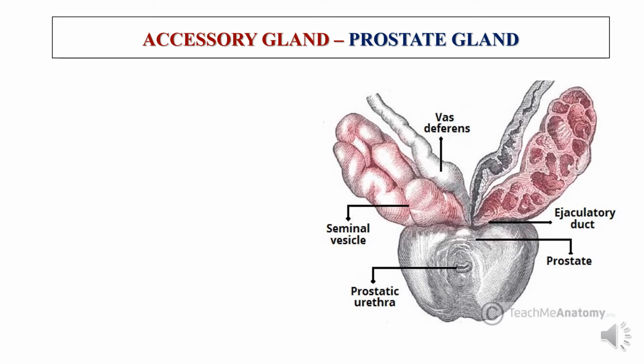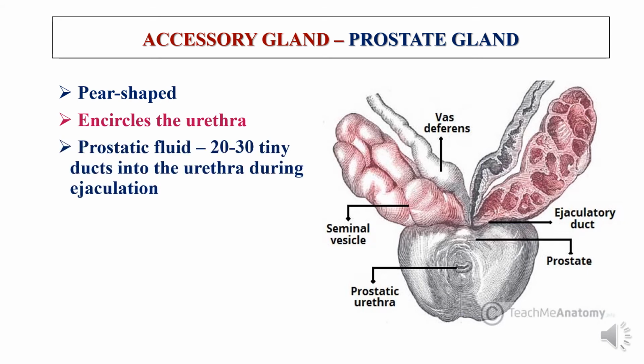Prostate gland. The prostate gland is a pear-shaped gland that encircles the urethra where it exits the urinary bladder. The ejaculatory duct passes through the posterior portion of the prostate to join with the urethra within the prostate. Thus, prostate fluid is forced through 20 to 30 tiny ducts into the urethra during ejaculation.